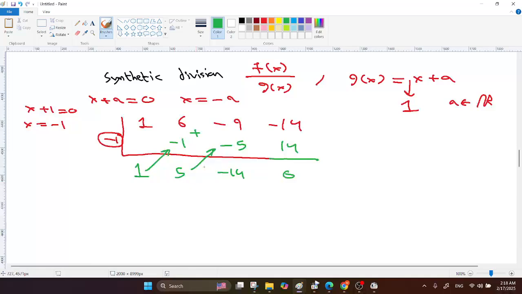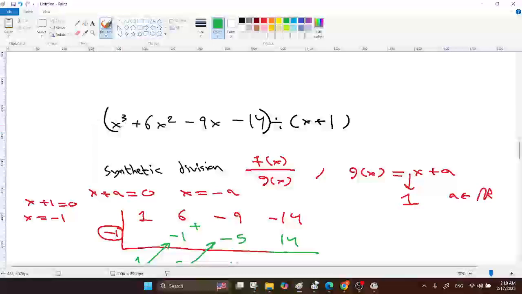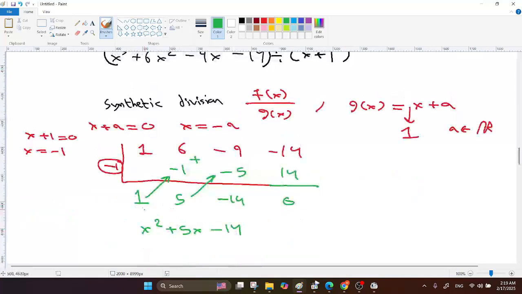Now, why this? Let's write the question first and then explain why this method works. The quotient will be x squared plus 5x minus 14. See here, we started with a polynomial with degree 3. So when you divide by a polynomial with degree 1, you will subtract 1 from the degree. So you get a quadratic polynomial with degree 2. So our result here, containing 1, 5, minus 14, will be quadratic. So you write x squared plus 5x minus 14.